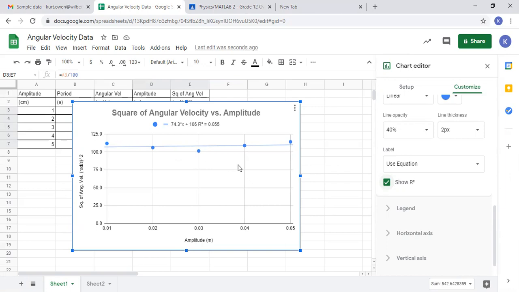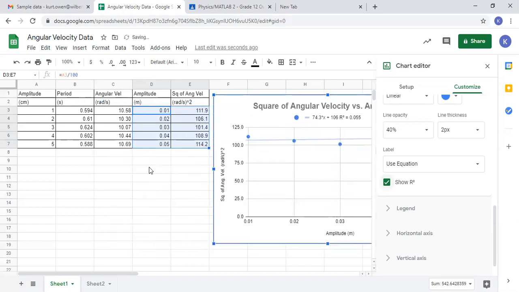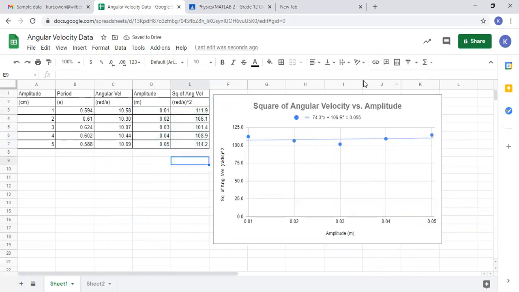So there we have it. That's our data for this, and I think we're all ready to go. So I'm just going to move it over to the side so it's not on top of my table. And that is the data that I'll need for my report. Okay. I should probably call this sheet 1. This isn't going to show up in the report, but for your own sake, if you were keeping track of this, this was all about the angular velocity versus amplitude.